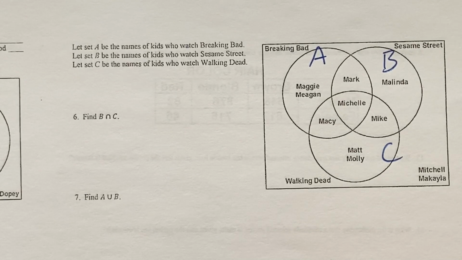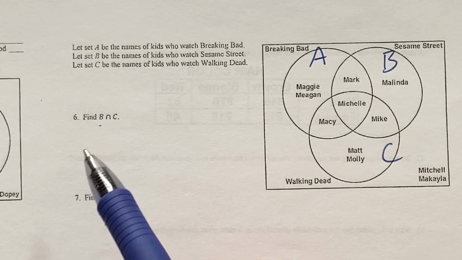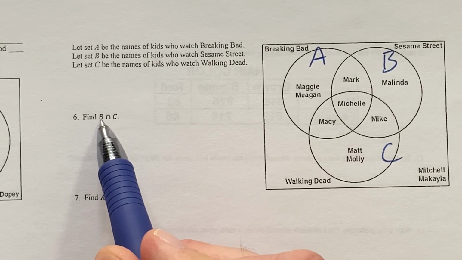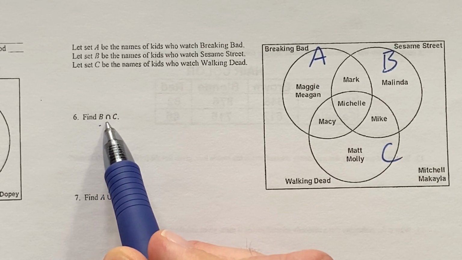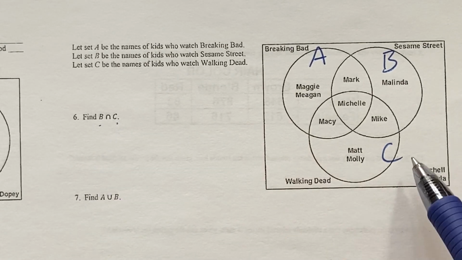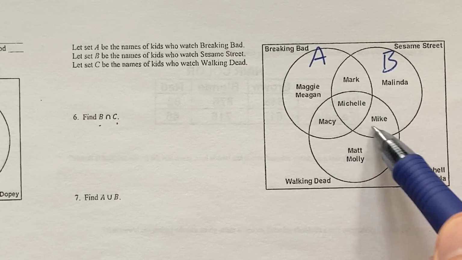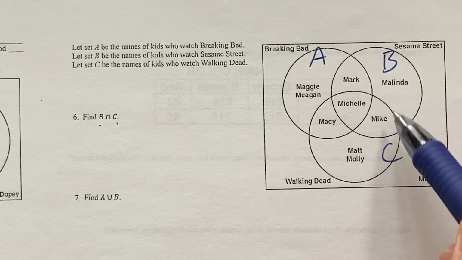All right, so I've got B intersect C. I need the students who watch Sesame Street and Walking Dead. Who watches Sesame Street and Walking Dead? Michelle and Mike. Those two watch Sesame Street and Walking Dead.